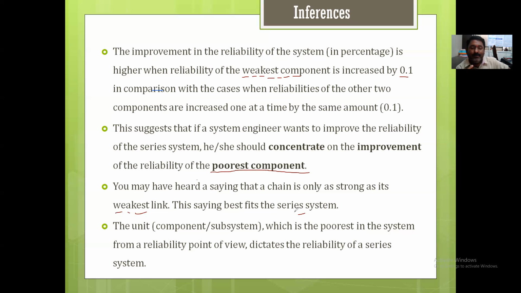So whenever there is a chain, this general saying holds: the chain is as strong as its weakest link, because if the weakest link fails, the chain will also fail. The unit, whether component or system, which is poorest in the system from the reliability point of view, dictates the reliability of a series system. So maximum concentration should be on this poorest component, and if we increase the reliability of that component, ultimately the reliability of the series system will automatically increase. This is about series, friends.